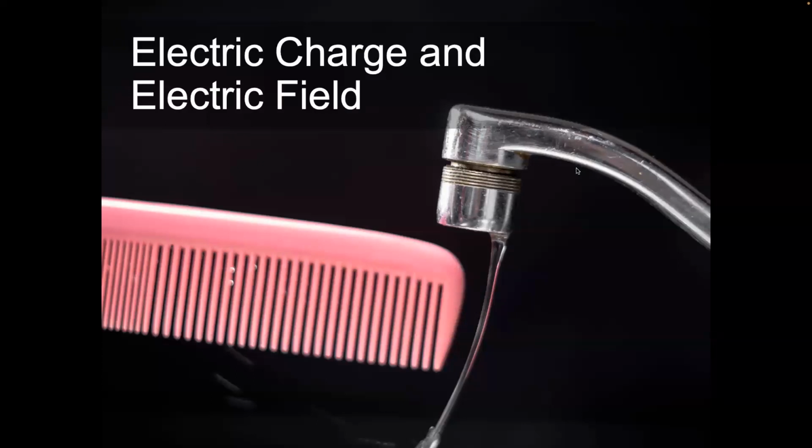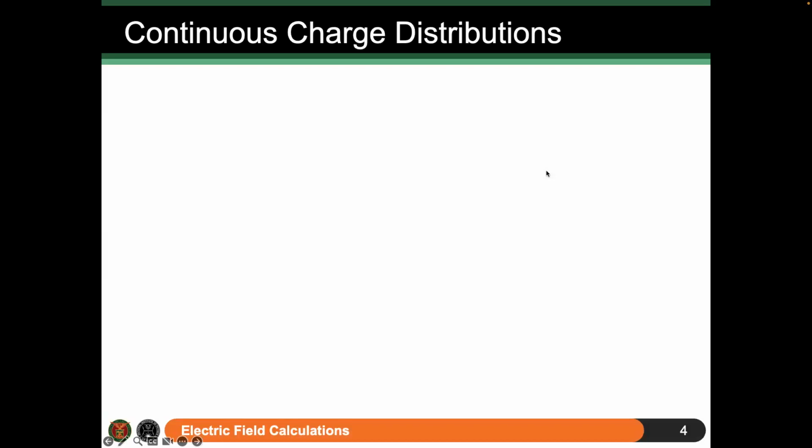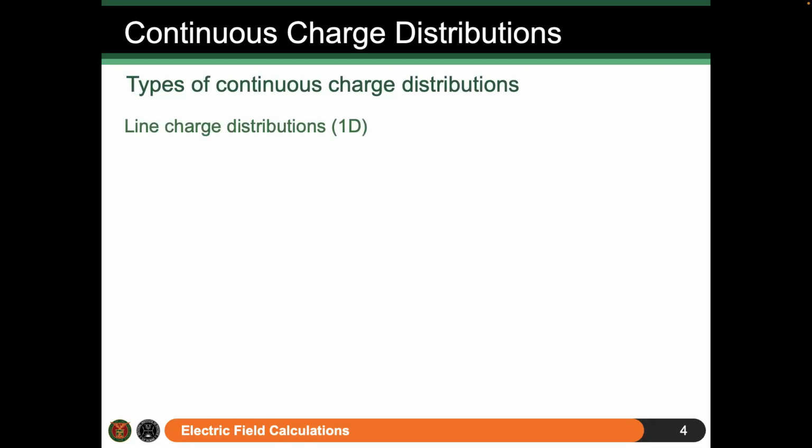Today we will talk about the electric charge, electric field, and electric field line. Last meeting we tackled how to calculate electric field from discrete charge distributions, which means electric field calculations from various distinguishable particles in a system. Now let's move on to continuous charge distributions.